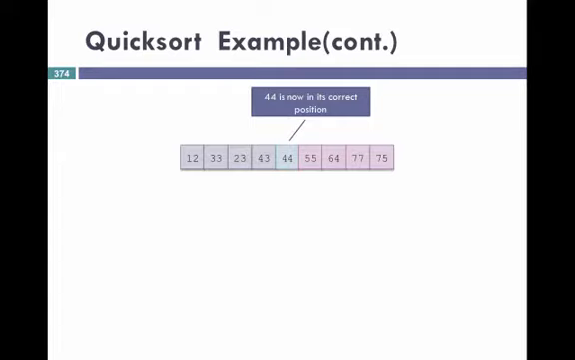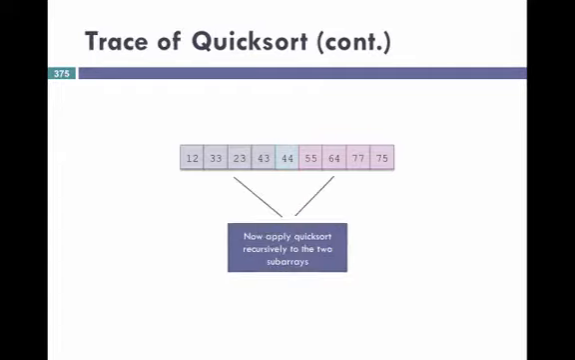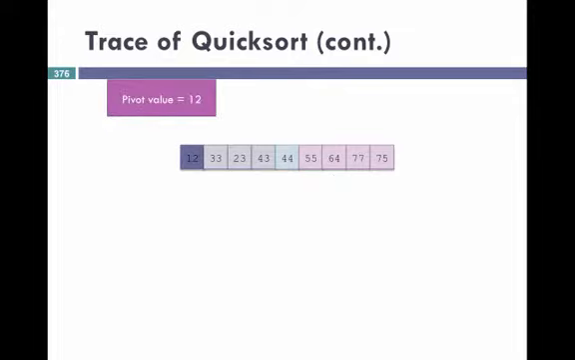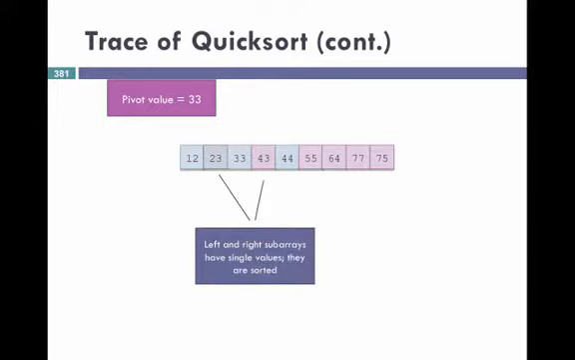So we repeat this process recursively on the two subarrays. Now we choose a pivot of 12, and we sort the subarray. In this case, 12 was the smallest value. Then we choose 33 as the pivot. We place it in the middle and sort. So now 33 is in its correct position, and the left and right subarrays have a single value, so they're considered sorted.